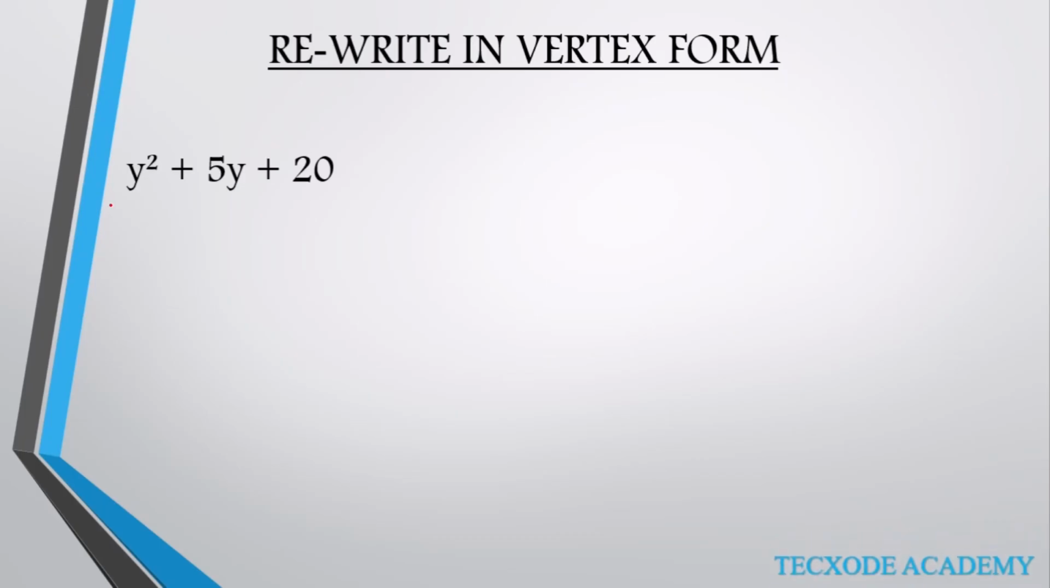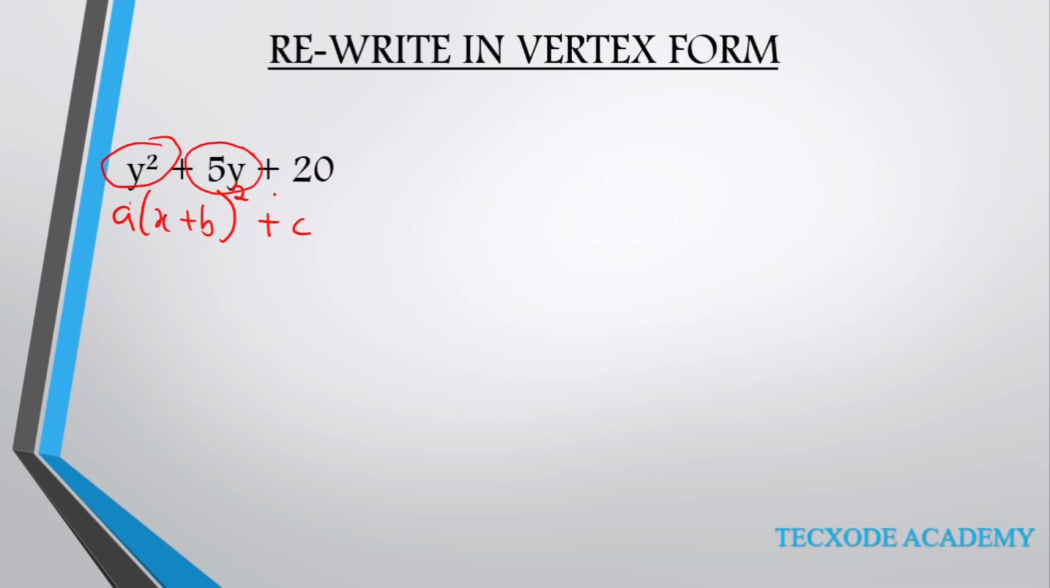The vertex form is a(x + b)² + c, okay. And of course, a is the coefficient of the first term here, b is the coefficient of the second term, and c is the third one. But we are not going to be bothered with c here. We're just going to put in these values. And how do we get this expression?